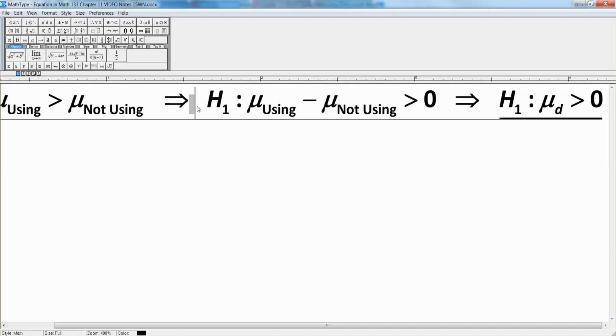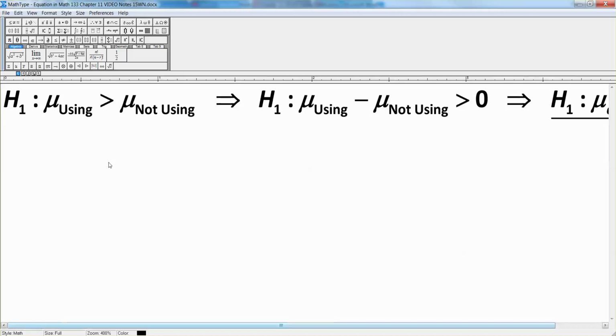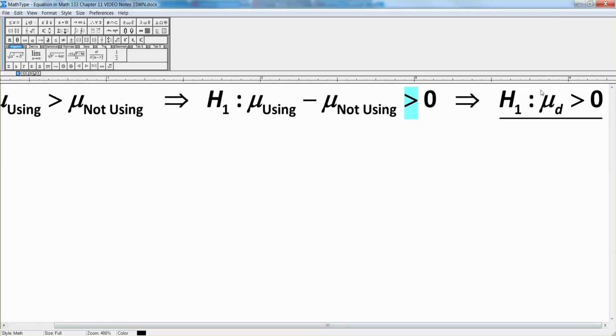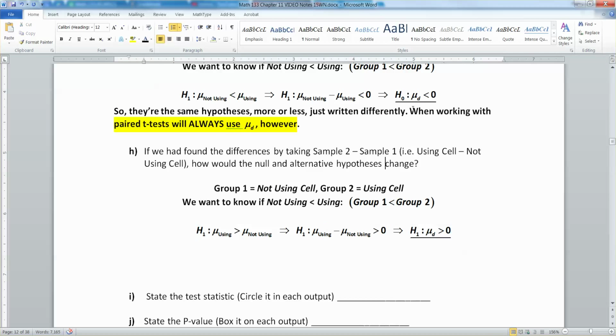So if you have using the cell phone in front as your first thing, then when you subtract not using, you expect not using to be smaller than using. You expect when people use their cell phones, it's going to take them longer to do things. So this number is expected to be bigger. So the bigger number minus the smaller number should be positive, should be greater than 0, which means that our alternative hypothesis will become mu d greater than 0. So it reverses it.